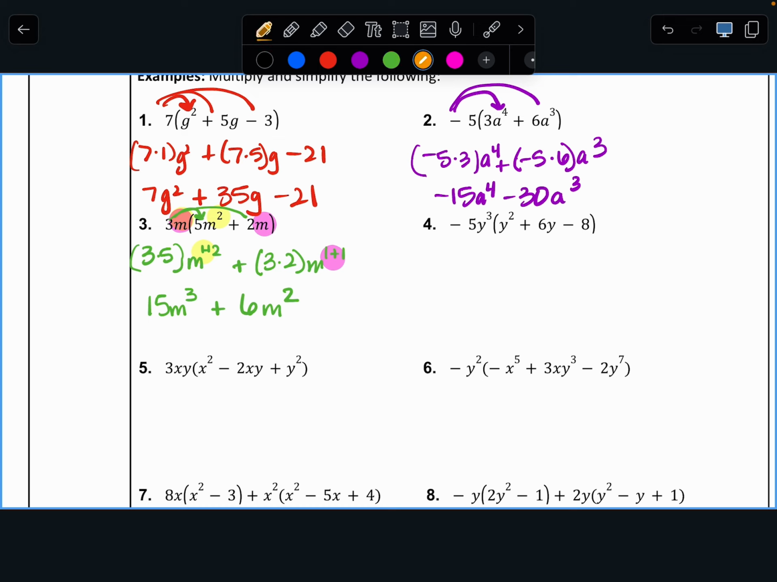So this one we're going to multiply negative 5y cubed times y squared. So that's negative 5 times 1. And then I have y^(3+2), because whatever the exponents are, we add them. Plus negative 5 times 6, y^(3+1). And the last one, negative 5 times negative 8, y^3.